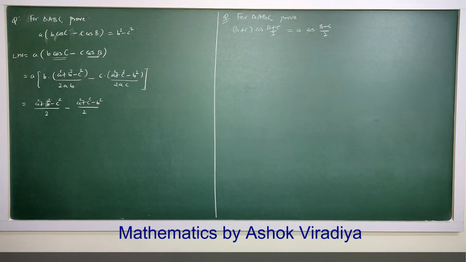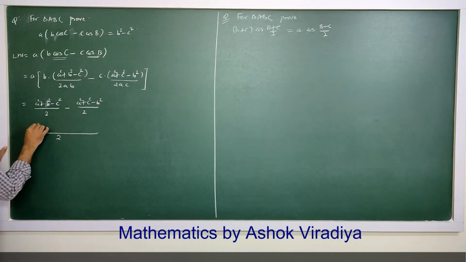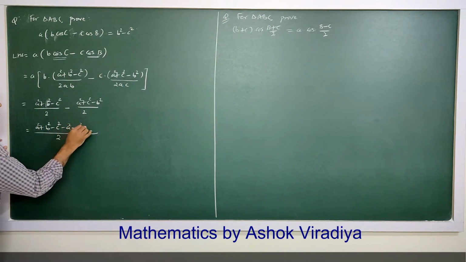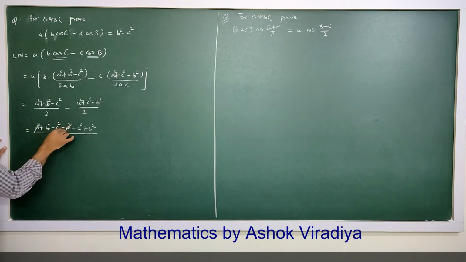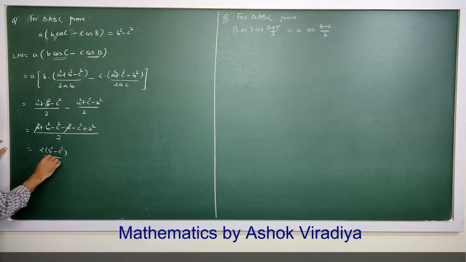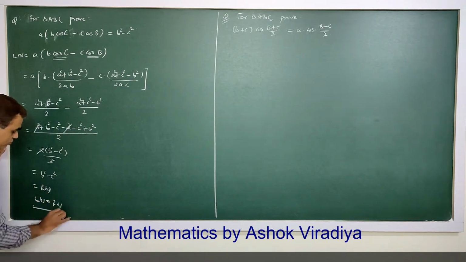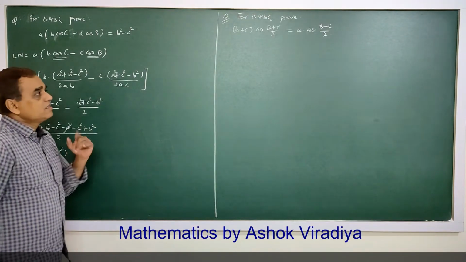This is left. So here 2 is the LCM. a² + b² − c² − a² − c² + b². So here a² is cancelled. 2 times (b² − c²) upon 2. So this is b² − c². It is RHS. So LHS is equal to RHS. Now this side.